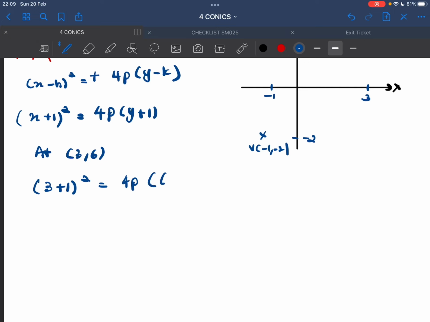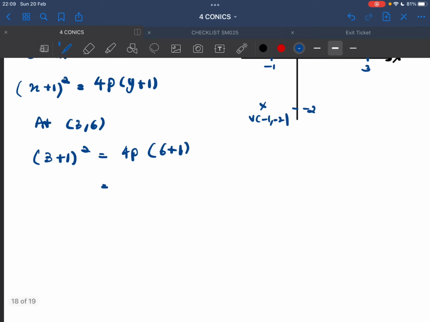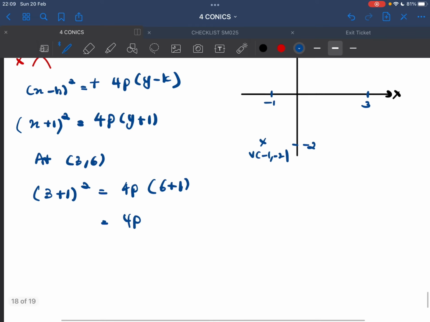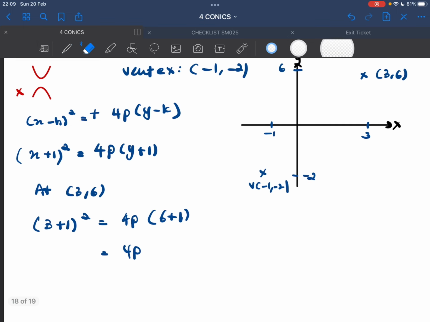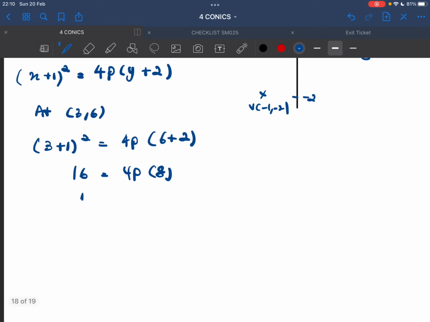For p, 6 plus 1. So here we have 4p. What is wrong here? Sorry, the vertex here is y plus 2, so here is going to be 2. So we have 8 here, we have 16 here. So p is going to be 1 over 2. Now we have the value of p.